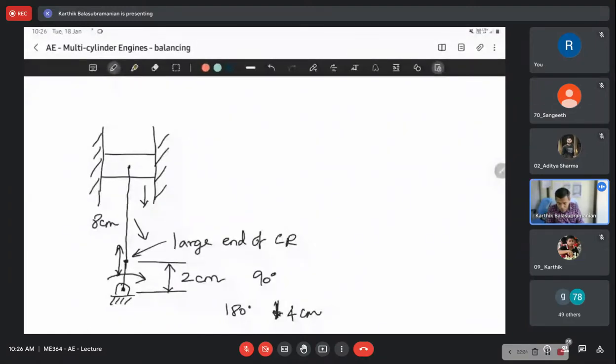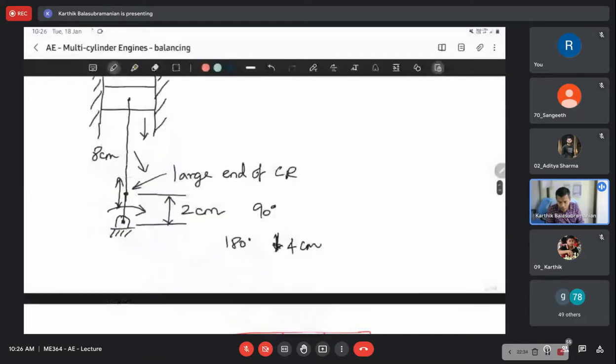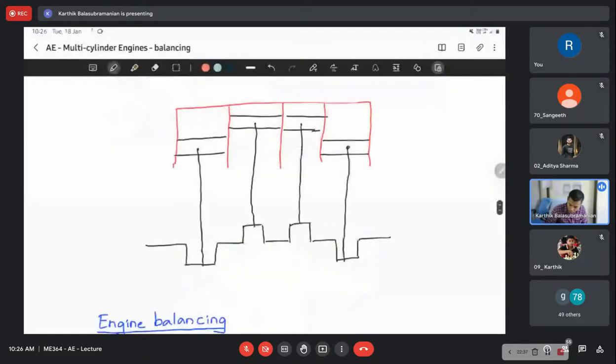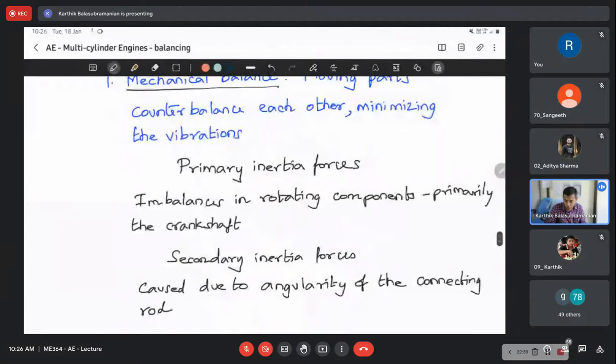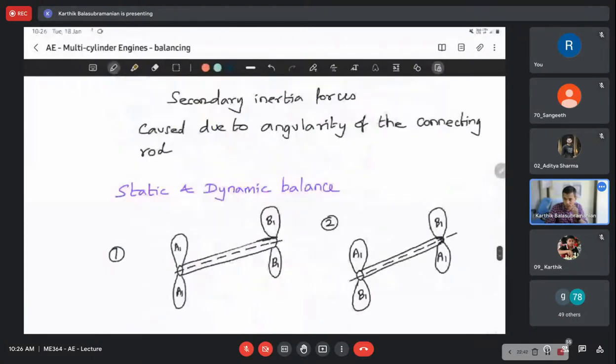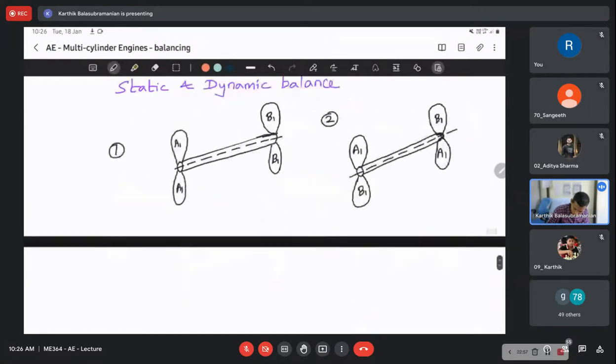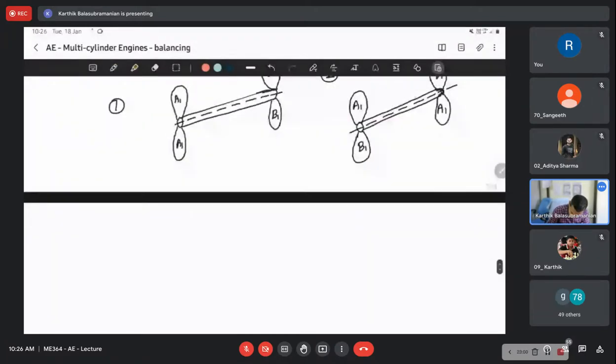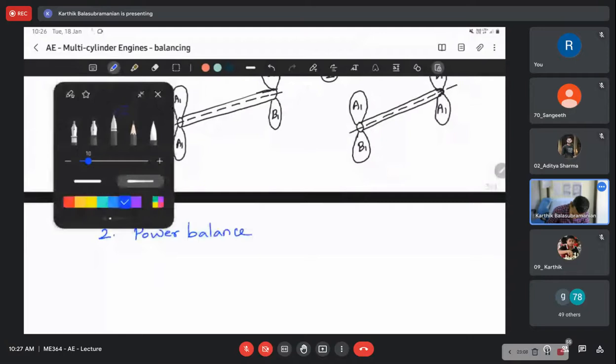Anyway, when we go for a multi-cylinder engine, I'll give you one example. This is mechanical balance. I hope you understand the difference between primary inertia forces, secondary inertia forces, and static and dynamic balance, right? I hope these things are clear to all of you. Good. So now we'll go to the second one, that's called power balance. What is this power balance?